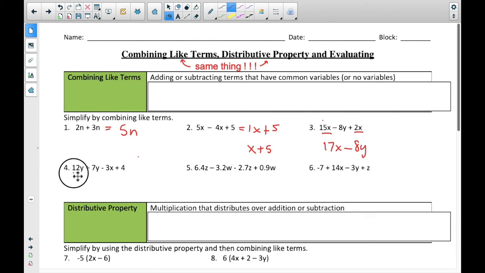Let's go to the next line. Number 4, we have a y and a y, and then we have an x, and then we have a number. Well, the y and the y can combine together to make a 19y. The minus 3x, again, that minus stays with the 3, and the plus 4, those cannot be added together because they're not like terms. They don't have a y, so we can't put them with it.